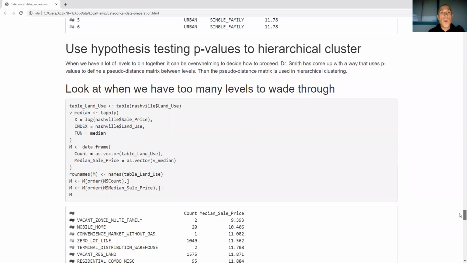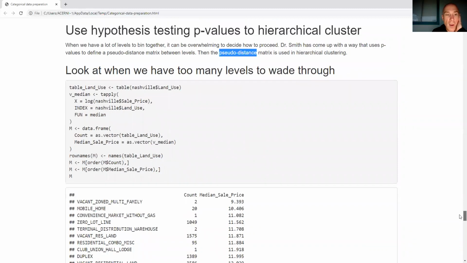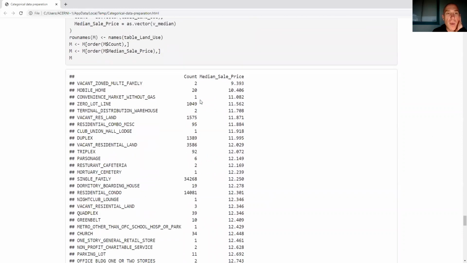Now, here I come up with a method of doing hierarchical clustering on levels using p-values and Wilcoxon signed rank tests to get p-values that give us a pseudo distance matrix after some finessing. So what we're going to do, let's look through here. All right, so if I want to start combining things, if I want to start doing clustering, we can see that we have different numbers of values and different median values. So here I don't have a lot of faith in this number, but it's the only one I've got to work with for the purpose of binning.